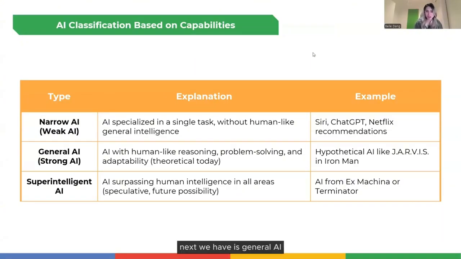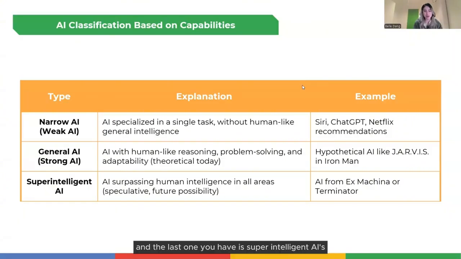Next, we have general AI. General AI is the AI that scientists are still working on, the kind that can think, reason, and learn just as a human does across many topics. So imagine Siri not just answering your question, but actually understanding your emotions, solving math problems, and giving career advice too. Well, it is still in development, but we are getting there.